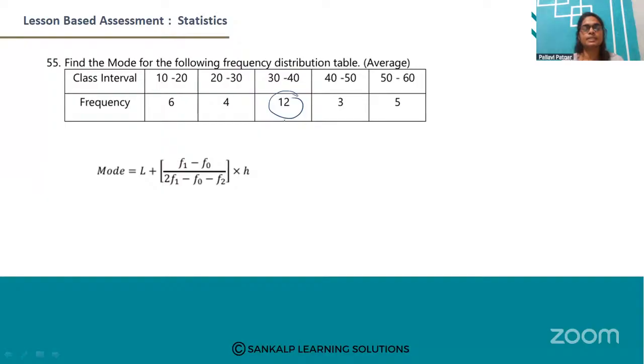So from the table and formula, we identify the following variables.